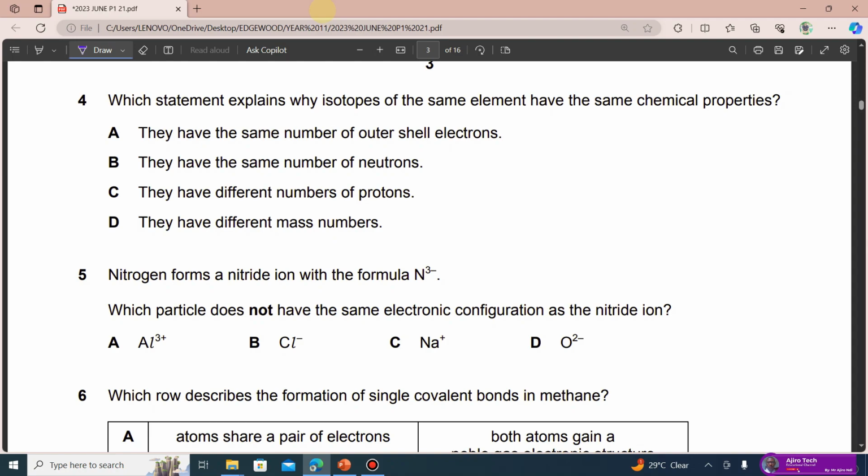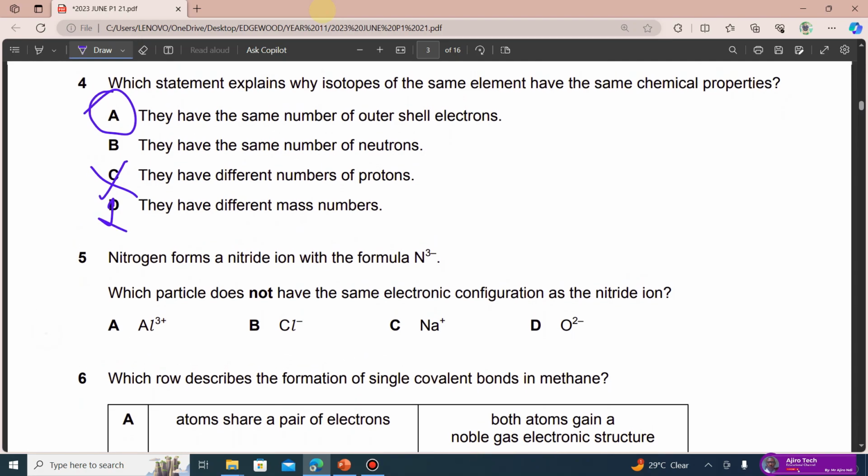If you look at all the options, this one says they have a different number of protons. That is off because that is not what isotopes represent. Now, the mass number doesn't affect the chemical properties, so that is off. What makes them have the same chemical properties is the fact that they have the same number of outer shell electrons, and that is what determines the group. So they belong to the same group, and that is why they have the same chemical properties.